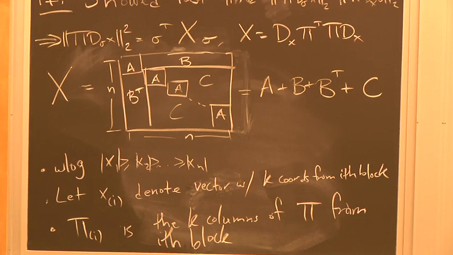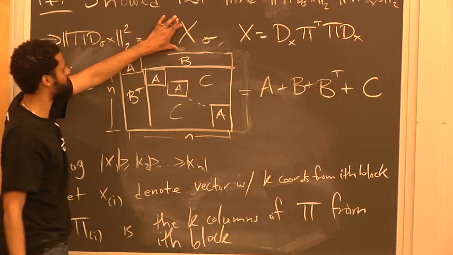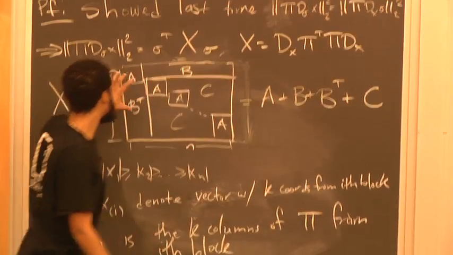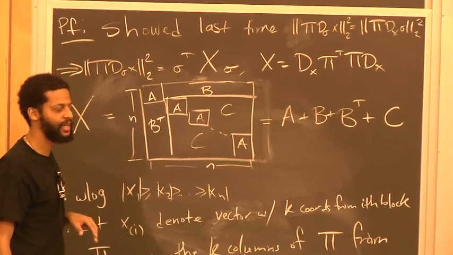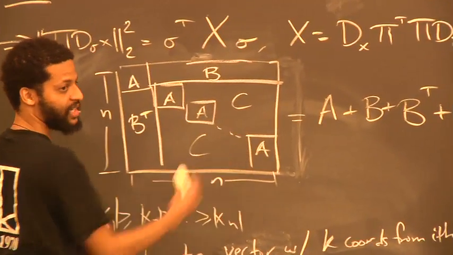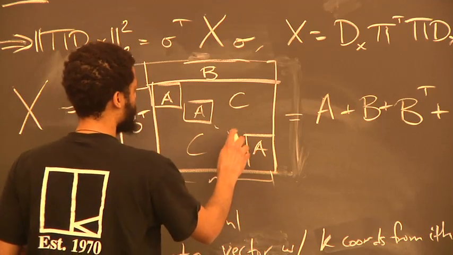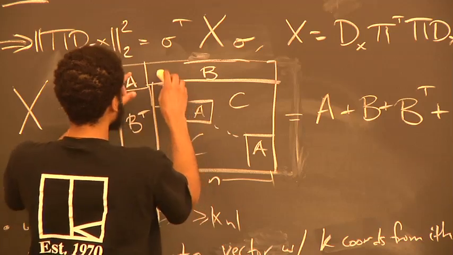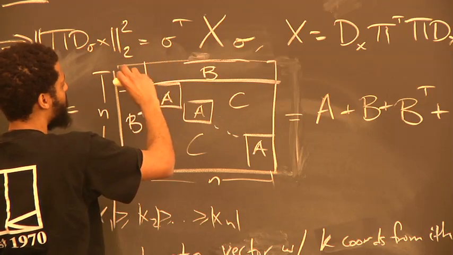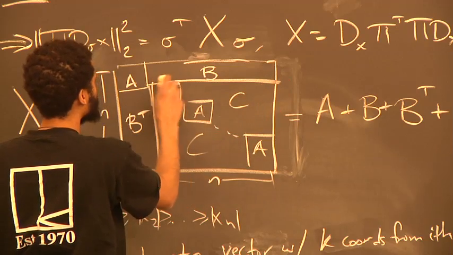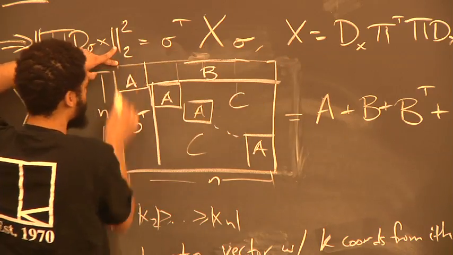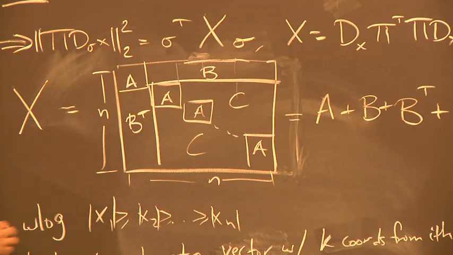Okay, so I want to now write down this matrix X. X is just D x pi transpose pi D x, from that. And I want to partition the entries of X into different pieces. There are 4 pieces. You can imagine taking this n by n matrix X and just breaking it up into k by k blocks, so that there'll be n over k blocks by n over k blocks. And I'm partitioning those blocks.